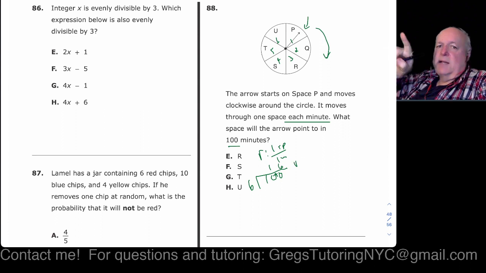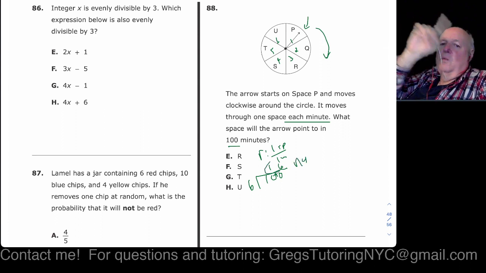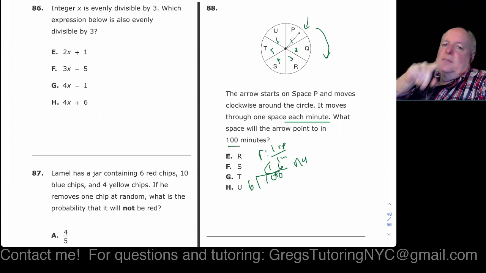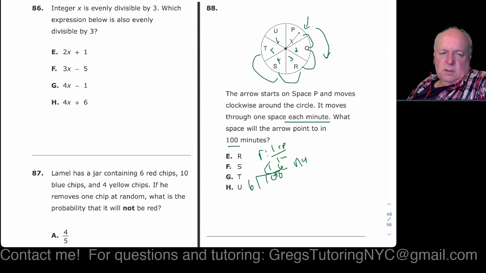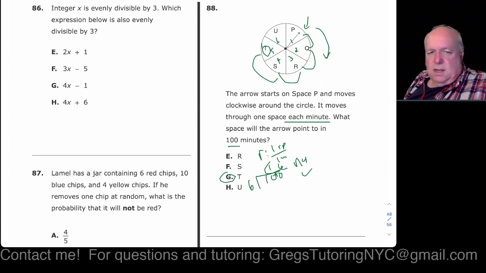So 16 represents every time we go through once, we're back at P. So there's 16 times that happens. And then we need to count. So we don't start counting at P, we have to go to the next one. 1, 2, 3, 4. So we end up at T. And that's all they're asking you to do there. So getting that division right is essential to solving this.